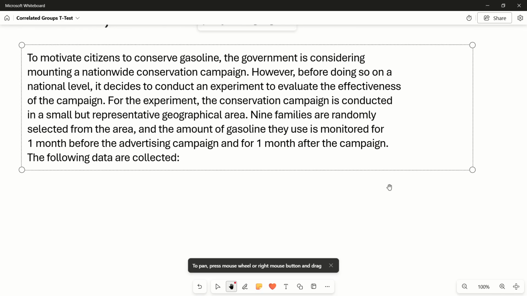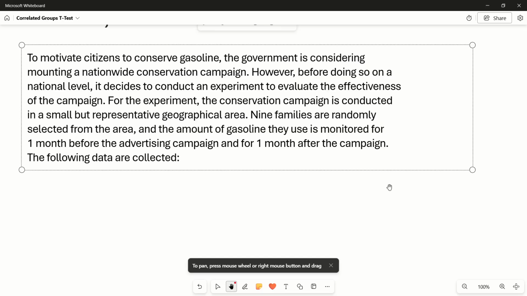To motivate citizens to conserve gasoline, the government's considering mounting a nationwide conservation campaign. However, before we do this on a national level, it decides to conduct an experiment to evaluate the effectiveness of the campaign. For the experiment, the conservation campaign is conducted in a small but representative geographical area. 9 families are randomly selected from the area, and the amount of gasoline they use is monitored for 1 month before the advertising campaign and for 1 month after the campaign.